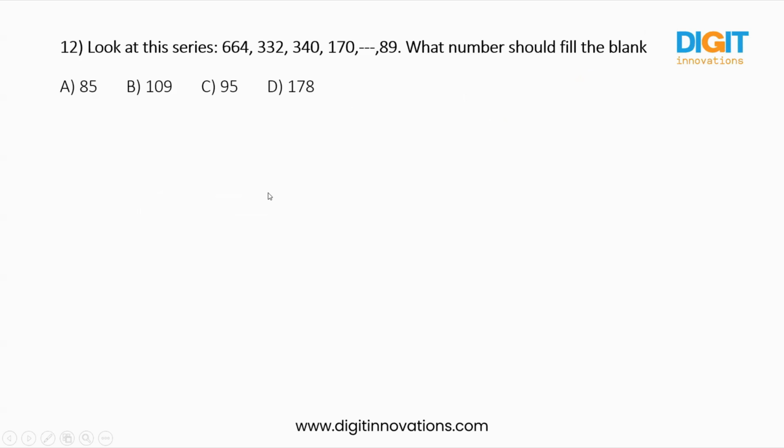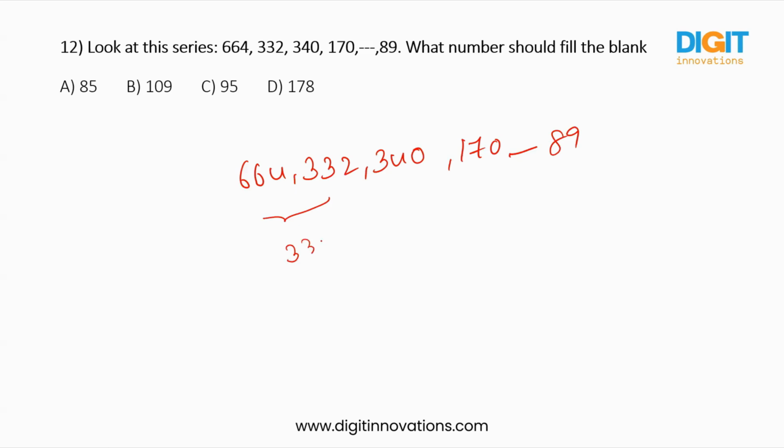Next one. Look at the series 664, 332, 340, 170, a blank we have to find, and 18. What number should be filled in the blank? So let us find the pattern first. The difference is 332, and here plus 8, and here the difference is 170.